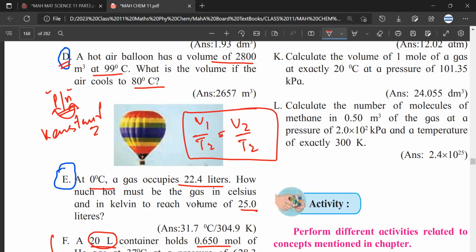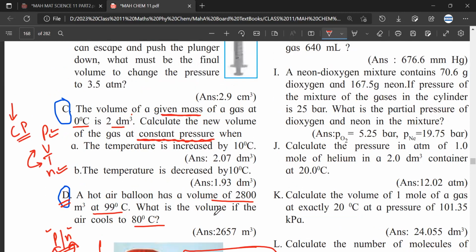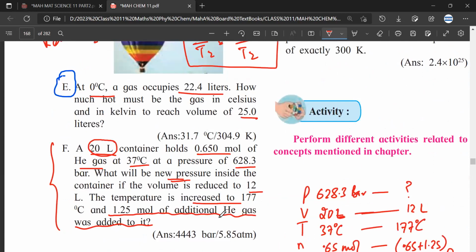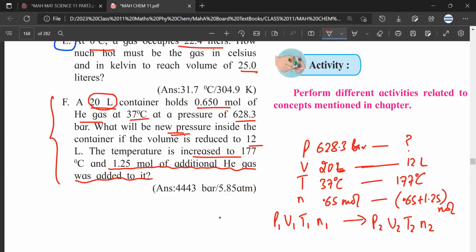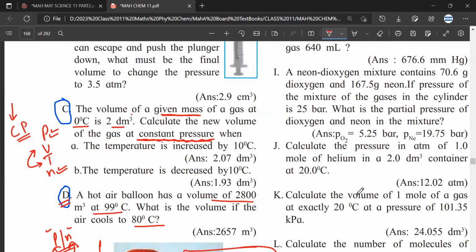But when we are sitting in an exam, we won't be aware which law would be applicable. And that is why you will have to look at the numerical very closely, to see what conditions are changing. Have you understood?